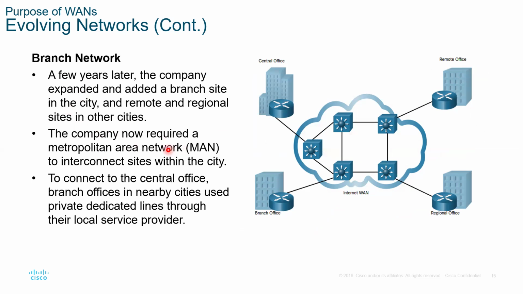The company now requires a metropolitan area network. In terms of geographical size, we have the local area network, the metropolitan, then the wide area network. So for branch networks, we now require a MAN to connect to the central office. Branch offices in nearby cities use private dedicated lines through their local service provider. So we now have dedicated lines here from every branch office via our service provider, then to other branches.